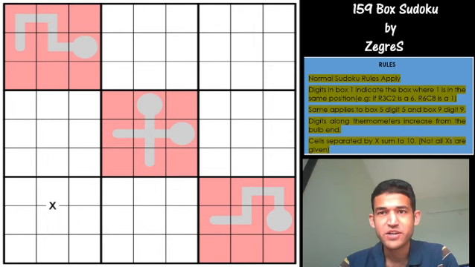I'm Kishore and today I'm solving a variant Sudoku called 159 Box, created by ZegreS. It has been taken from the Logic Masters Germany portal, and this Sudoku is rated 95% on the portal. So I thought of making a video on this. This is a live solve, and I'll jump into the rules of the Sudoku now.